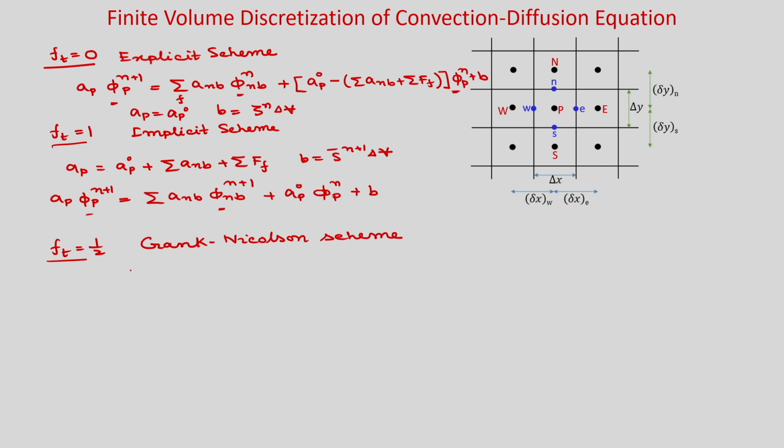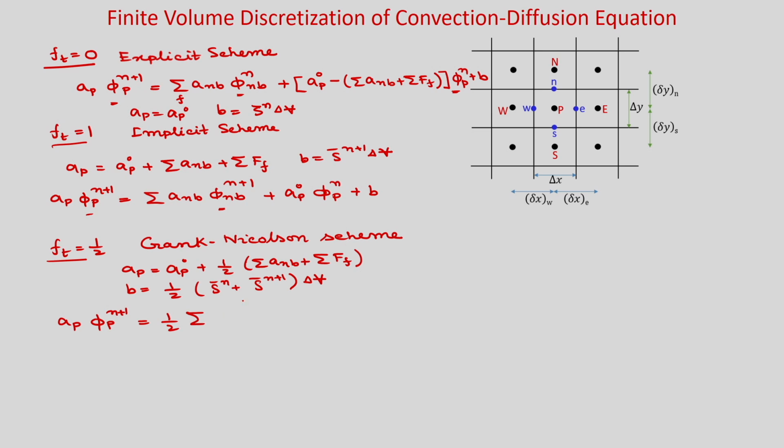In that case, A p is equal to A p naught plus half summation of A n b plus summation of f f, and B will be half of S bar n plus S bar n plus 1 into delta V. The equation you will get is A p phi p n plus 1 equals half summation of A n b times phi n b at n plus 1 plus phi n b at n, plus A p naught minus half summation of A n b plus summation of f f, times phi p at n, plus the source term.